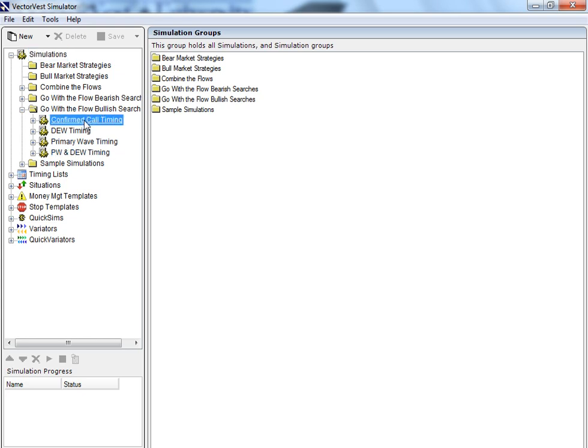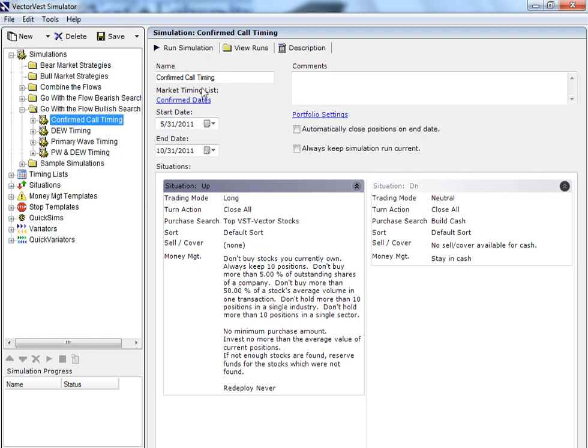So, for instance, for the confirmed call timing, I created this simulation, which is essentially just a backtest. I said using the confirmed dates between May 31st and October 31st, when I have a confirmed up situation, I want to go long. We'll close any portfolio positions that are open. I'm going to use the search Top VST Vector Stocks. I'm going to use its default sort with no stops.